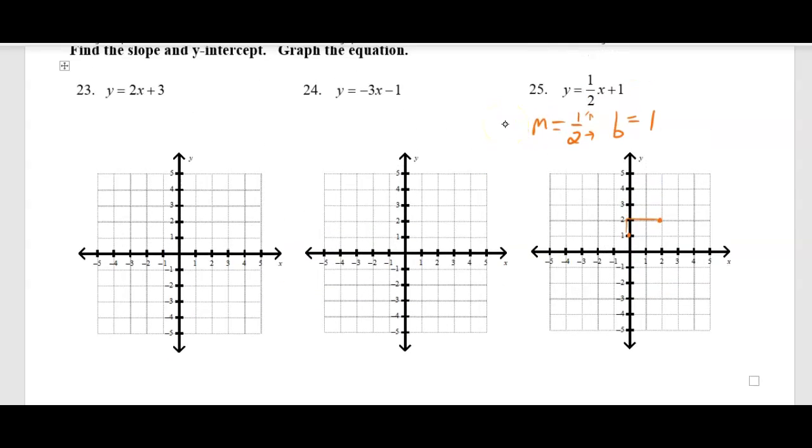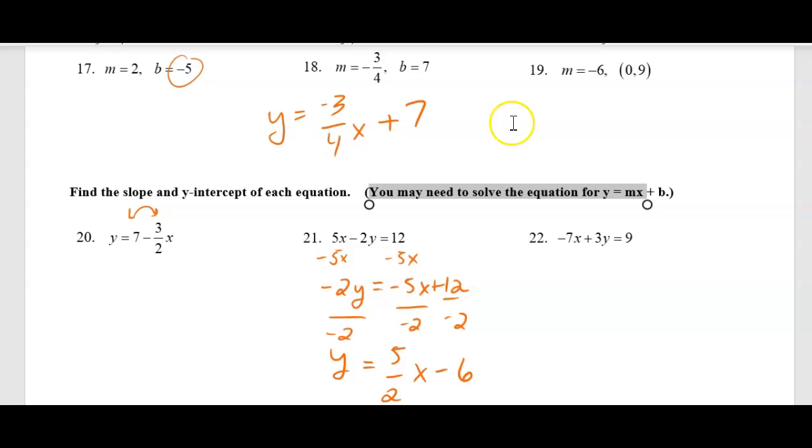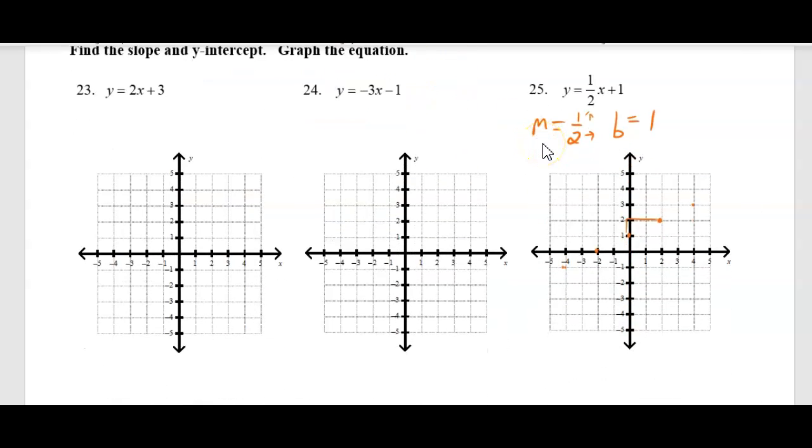Up 1 over 2. And remember, you can always do the opposite here. You can go down 1 and back 2. Down 1 and back 2. And then just sketch a line through it.